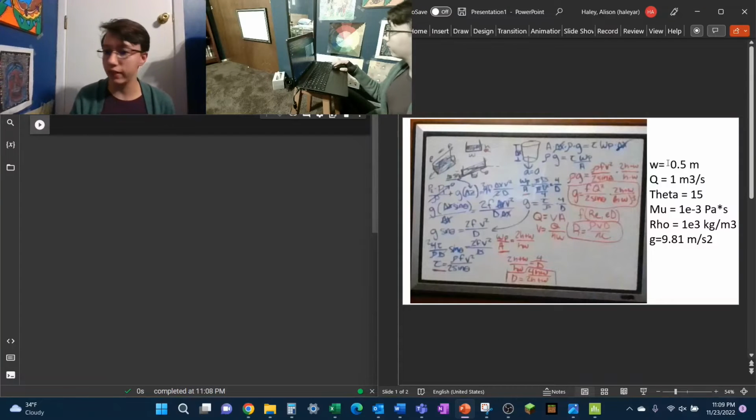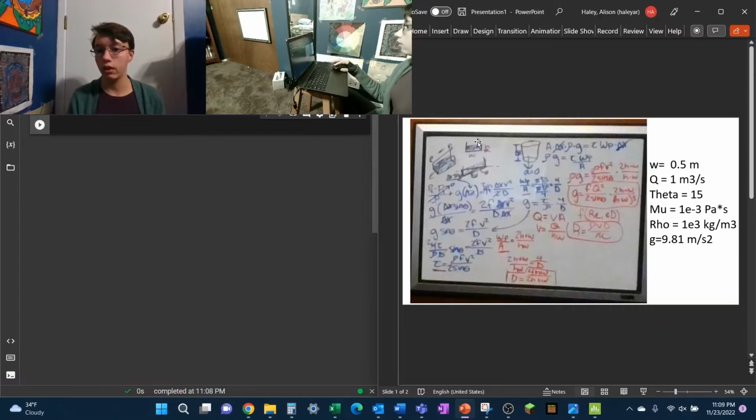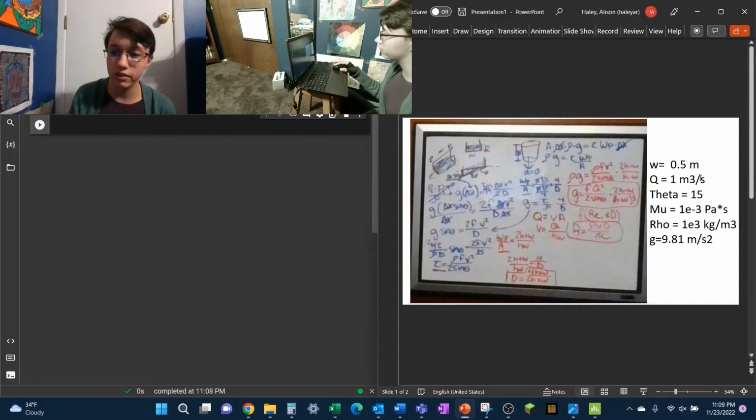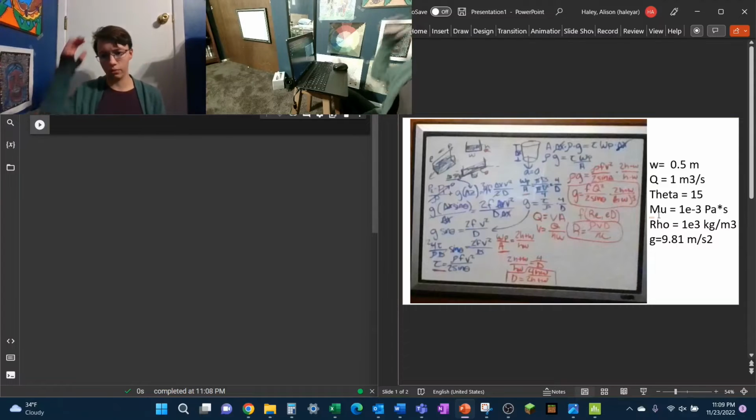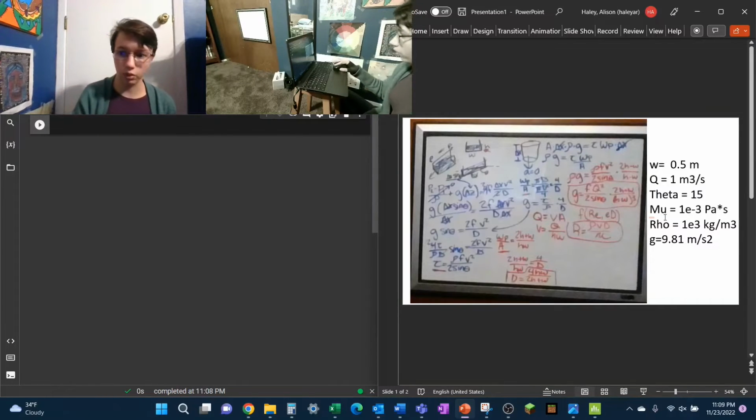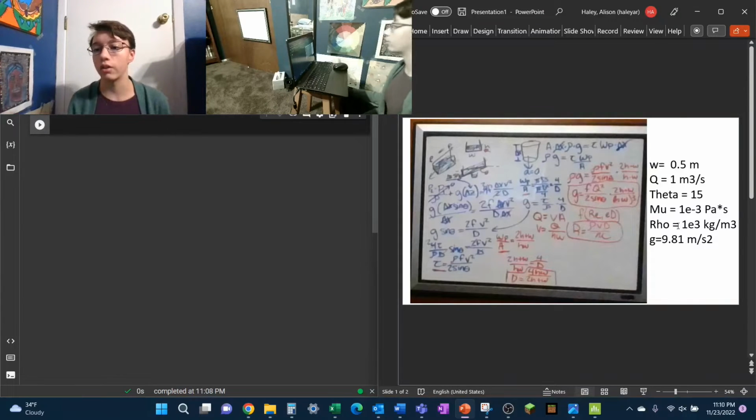So we've been given these specifics for our problem, where we have a width. So the width of our channel is going to be 0.5 meters. We're going to have a flow rate of 1 meter cubed per second. Our channel is going to be on an incline of 15 degrees. And then we're going to be using water. So our mu is 1e to the negative 3 pascal seconds. Rho is 1e to the third kilograms per meter cubed. And of course, our acceleration due to gravity is 9.81.